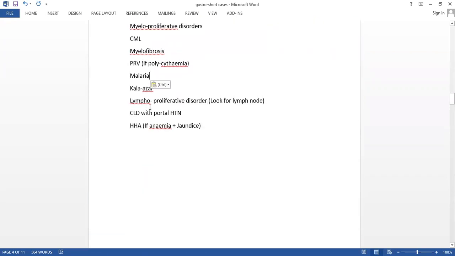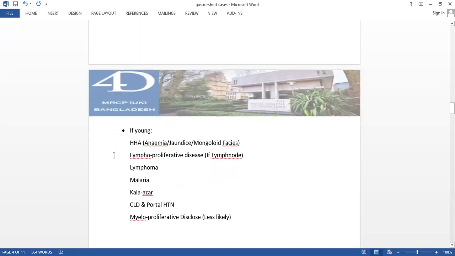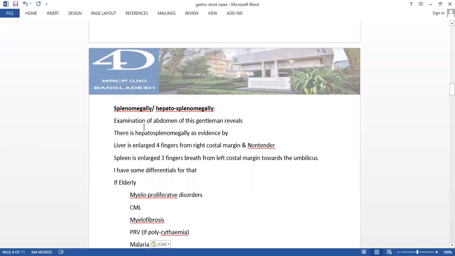Anybody has any question regarding the presentation and differentials of isolated splenomegaly or hepatosplenomegaly? If you find isolated splenomegaly, the differentials will be the same, even in a young patient. So do you have any question regarding this?